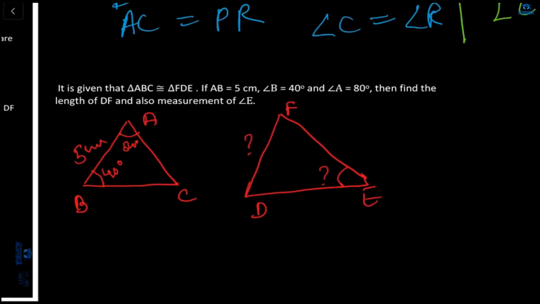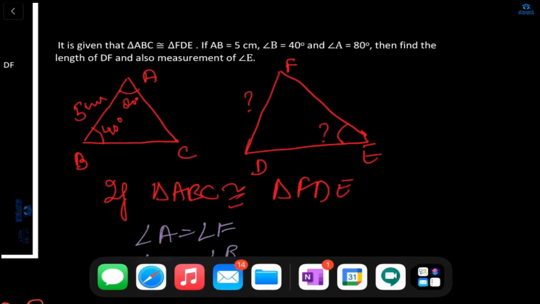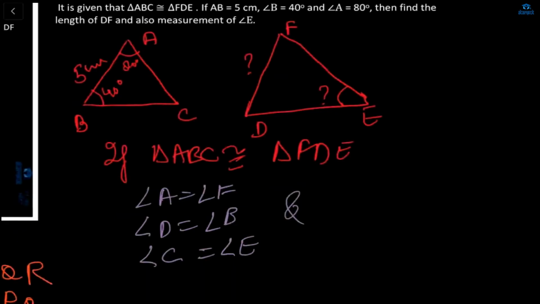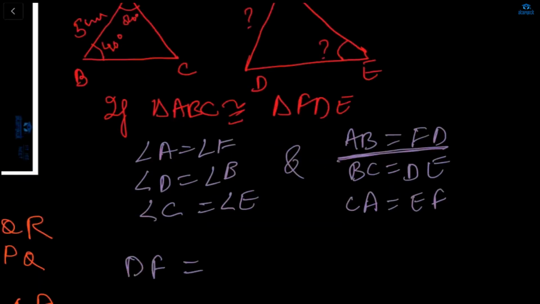Okay, now how can you find out? If triangle ABC is congruent to triangle FDE, that means angle A will be equal to angle F, angle B will be equal to angle D, and angle C will be equal to angle E. And AB will be equal to FD, BC will be equal to DE, and CA will be equal to EF. So it is asked what is the value of DF. DF will be equal to AB. So DF is equal to 5 centimeter.